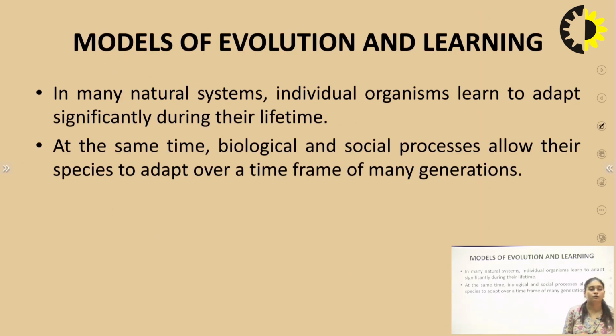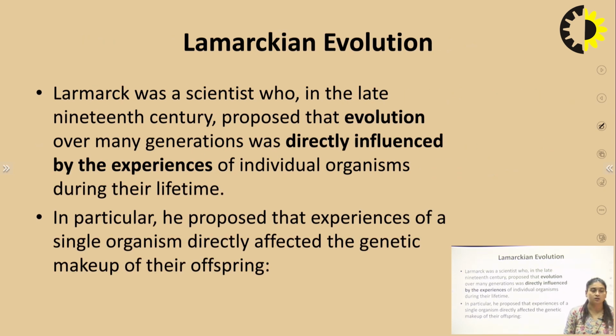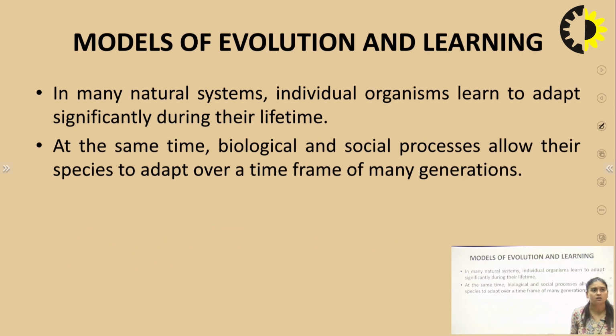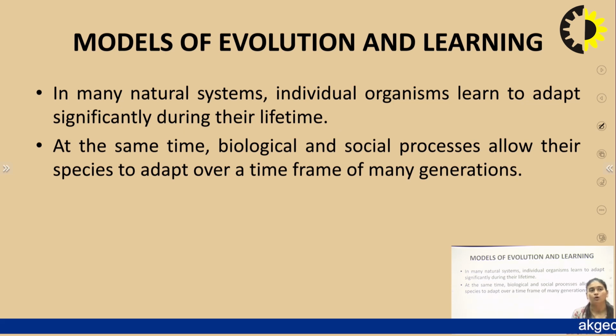Now, the mode of evolution and learning. So, what is the mode of evolution and learning? There are some models in this, so let's move to the models. The first model is the Lamarckian model. What are these models? In many natural systems, individual organisms learn to adapt significantly through their lifetime. This is the main aim, or goal, of this particular model of evolution: that as an organism evolves, it learns to adapt during its lifetime.